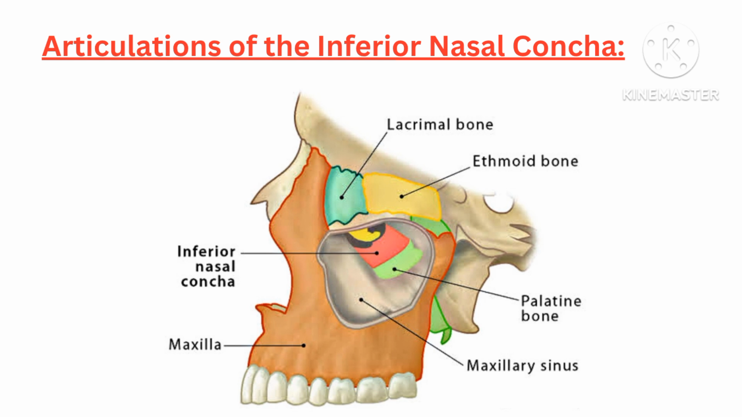It articulates with the maxilla anteriorly, helping form the nasal cavity. With the ethmoid bone superiorly, where the ethmoid's uncinate process sometimes connects. With the palatine bone posteriorly, contributing to the hard palate. And the inferior nasal concha articulates with the lacrimal bone at the junction of the lacrimal groove, near the nasolacrimal duct.